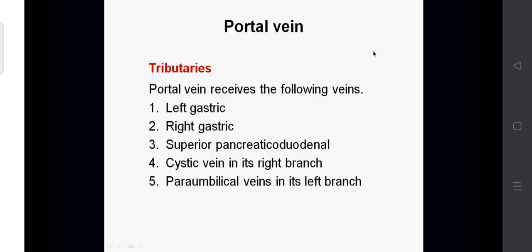Then tributaries of portal vein include the left gastric and right gastric veins, superior pancreatico-duodenal vein. Cystic vein drains into the right branch of portal vein, while paraumbilical veins drain into the left branch of portal vein.